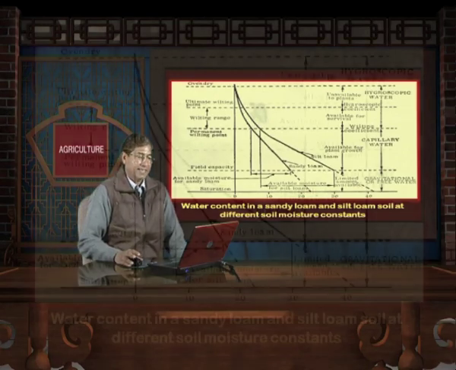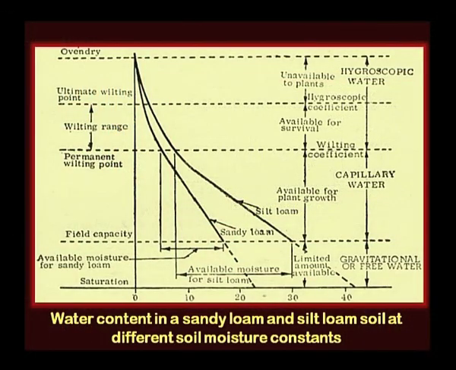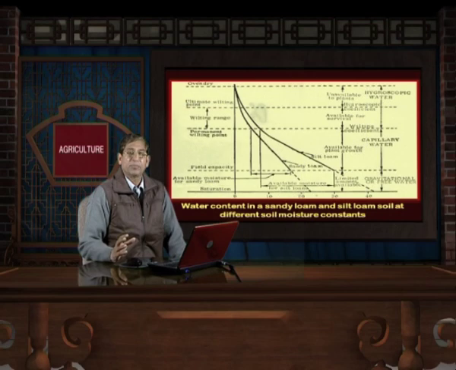This is the diagram showing the water content at different soil moisture constants in sandy loam soil and silt loam soil. Here you may see that in case of silt loam soil, the available water is more in comparison to sandy loam soil, and at oven dry condition the water is almost equal. But when the water content increases, the water holding capacity of silt loam becomes higher in comparison to sandy loam soil.